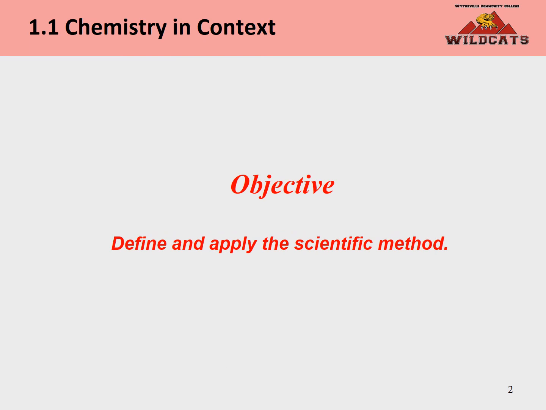In the first section, section 1.1, Chemistry and Context, we'll talk a little bit about history and a couple of things in chemistry, but our main objective is to define and apply the scientific method.